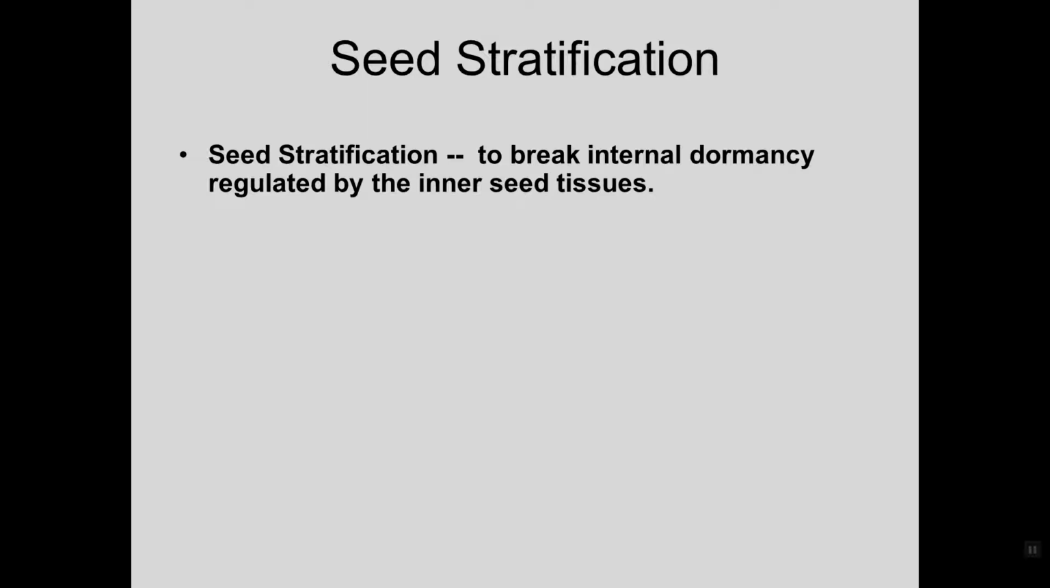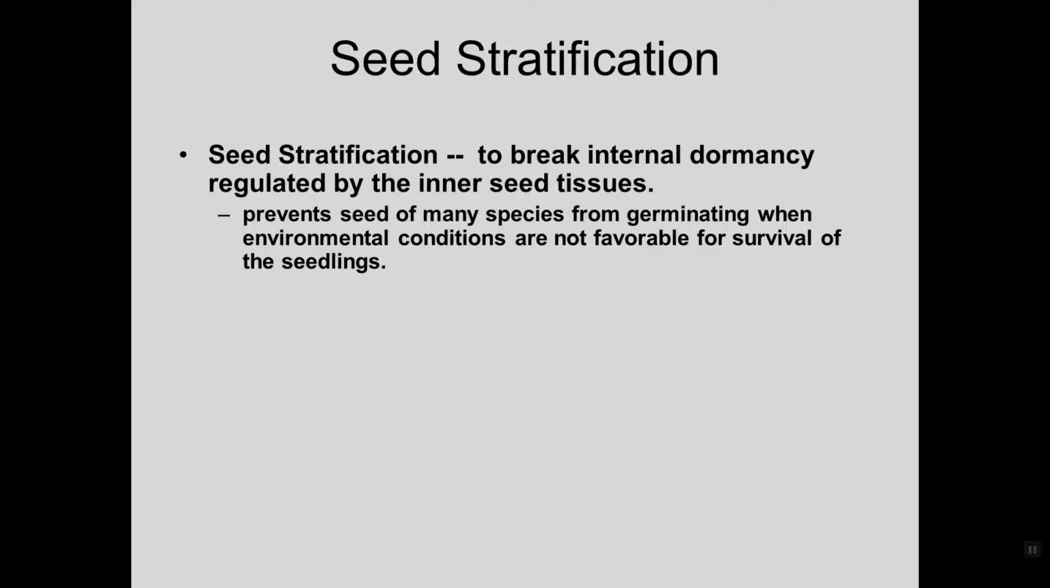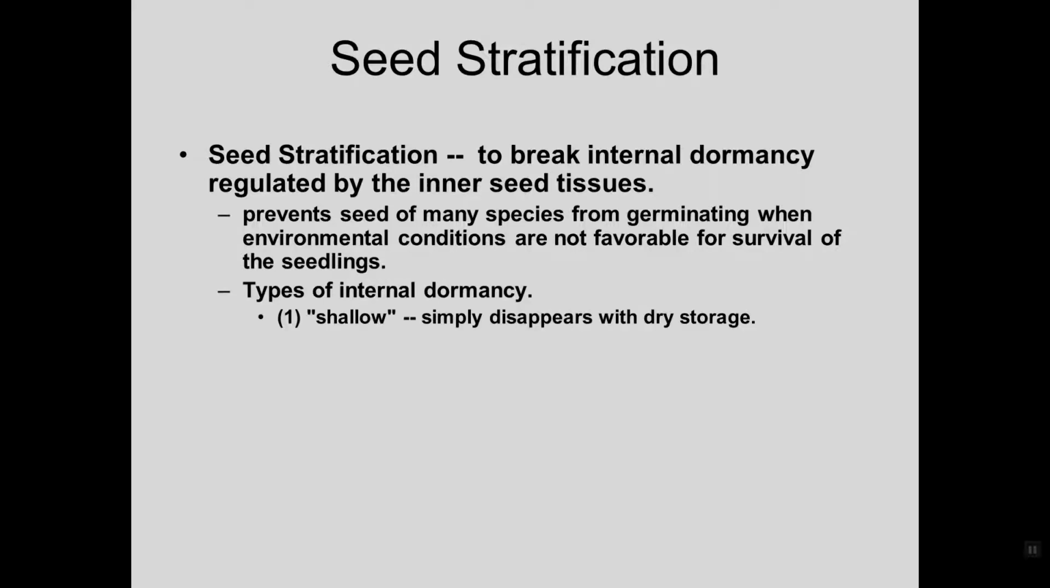Stratification is breaking the internal dormancy. Scarification was breaking the external seed coat dormancy. Stratification is, again, usually hot or cold treatment, kind of mimicking mostly winter with the cold treatment. Hot treatment is for tropical species usually. But the dormancy of seeds that need to go through these temperature treatments, it's adaptive, so it's preventing those seeds from germinating when the environmental conditions aren't good. It's waiting.